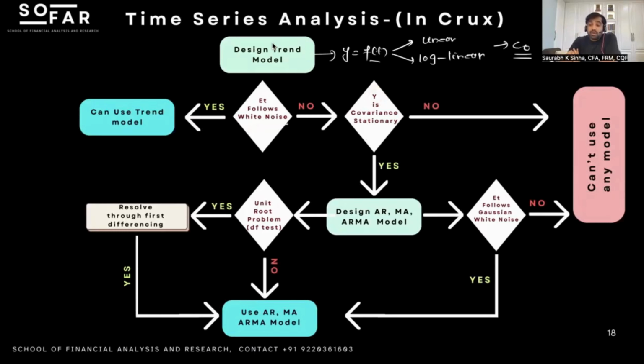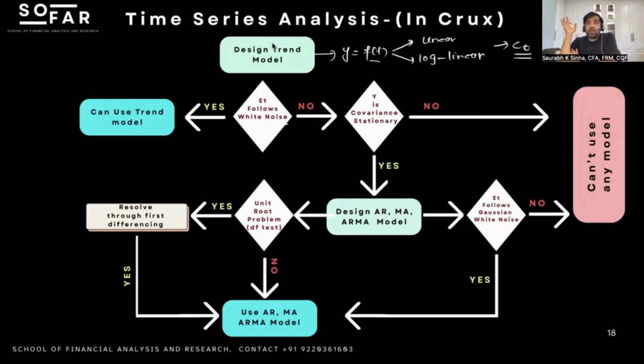Whether what you're trying to predict, if it is Y you're trying to predict, if it is X, if it is Z that you're trying to predict, whether that follows covariance stationarity or not. Have you studied covariance stationarity? No, we haven't. Just remember this word, covariance stationary. That's it. We'll study it in depth.